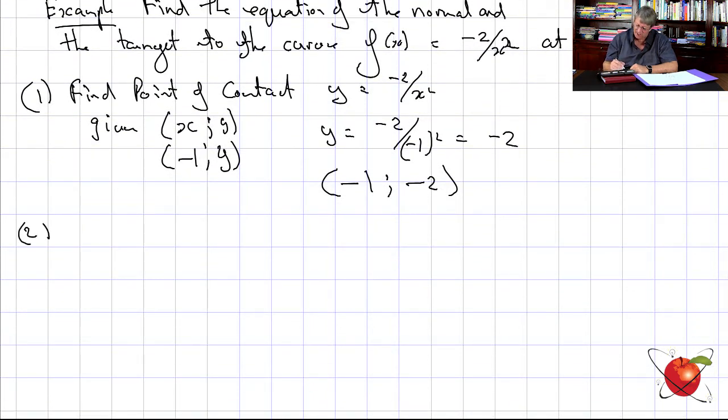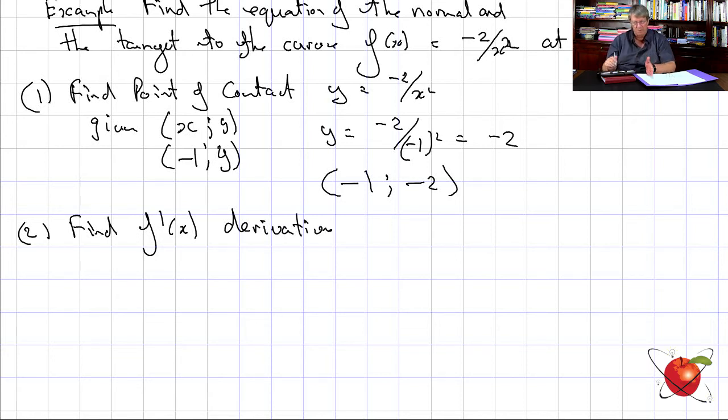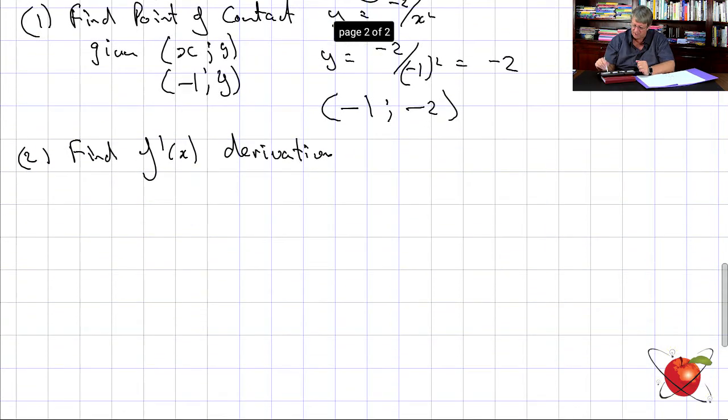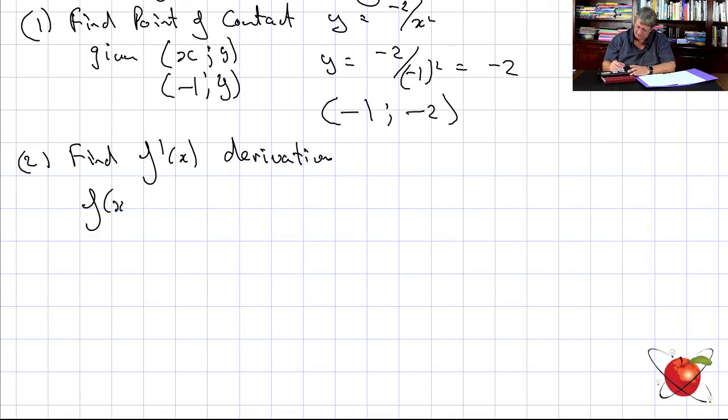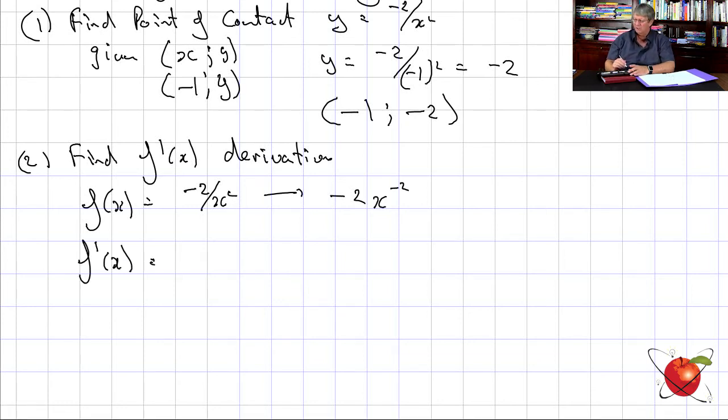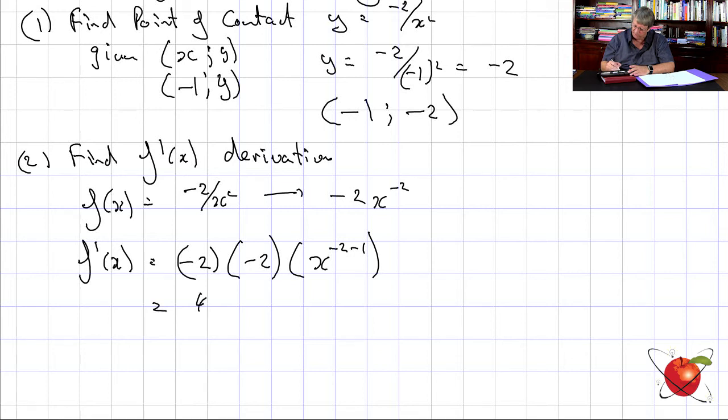The second thing is find f prime of x, in other words, the first derivative. We're just going to use the word derivative for the moment until we get to other problems where we're going to use the second derivative. How do I do that? I say f of x is going to be minus 2 over x squared. The rule says I change that to minus 2 times x to the minus 2. Then I can follow my standard rules: minus 2 times minus 2 times x to the minus 2 minus 1, which is going to be 4x to the minus 3, which is 4 over x cubed. And there we go.